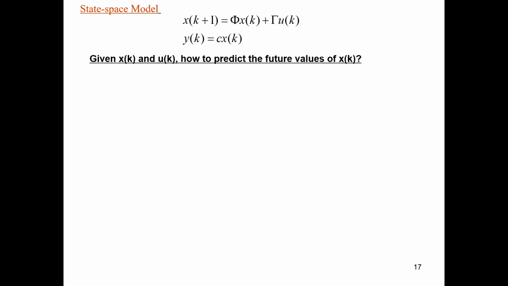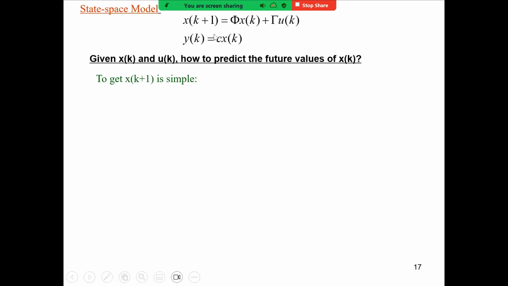Last time we talked about the concept of the state. What is the state? It is the information we need to predict the whole future. Now let's verify that. How are we going to predict the future with this state space model? First, to predict the state at the next sample instant is easy, since it's already given there. Then how about x_{k+2}?